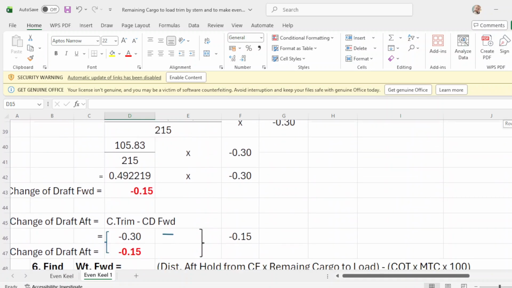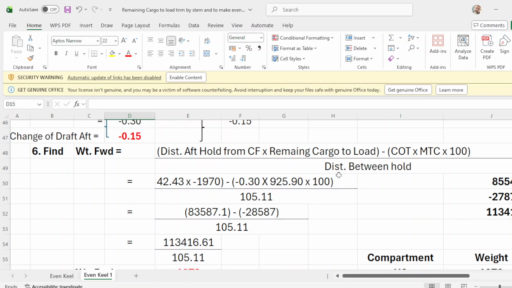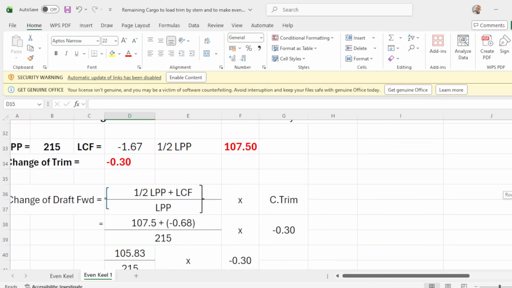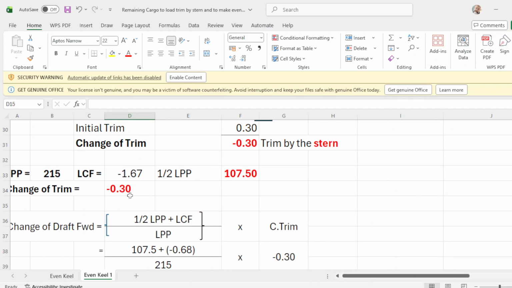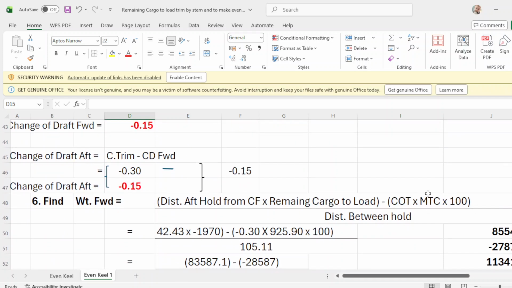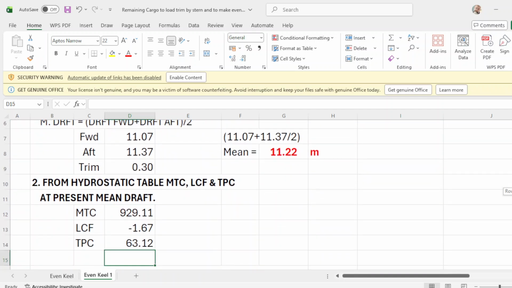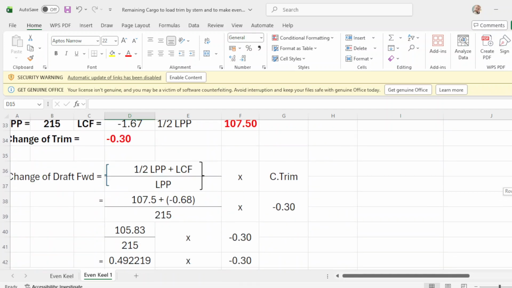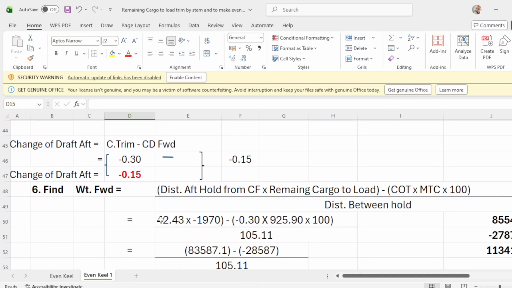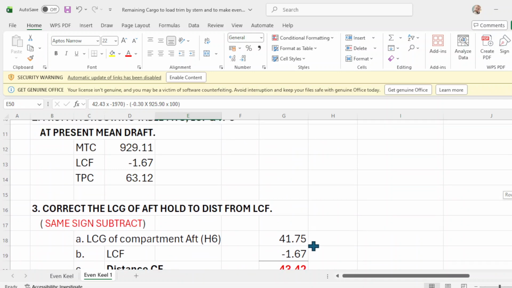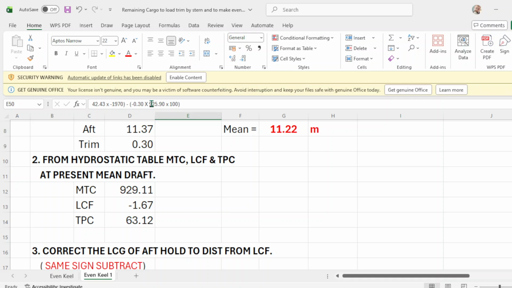Okay. And your minus, your change of trim is 0.30. Change of trim is negative 0.30, and your MTC should be 929.11. Okay, put this 929.11. Change of trim. Put here.